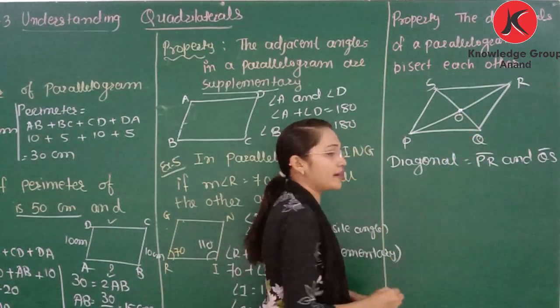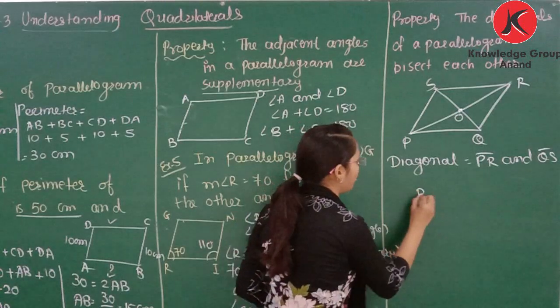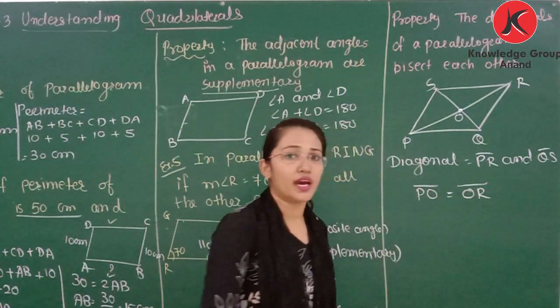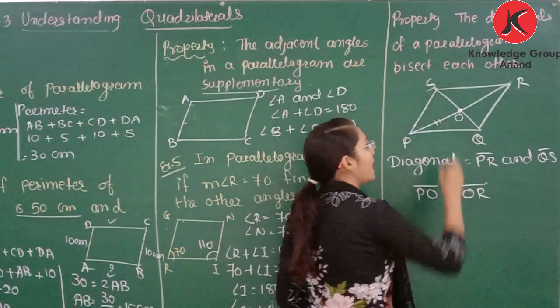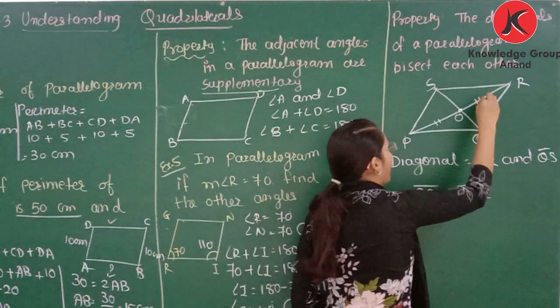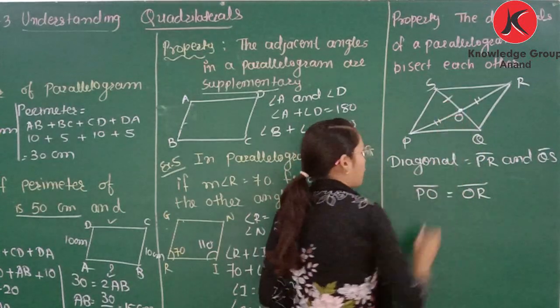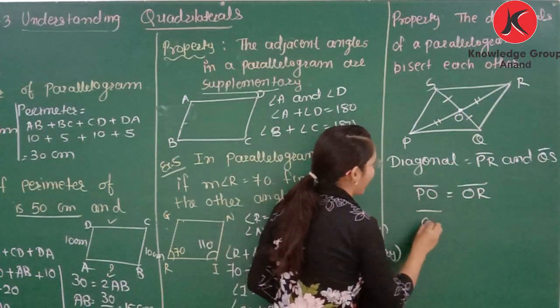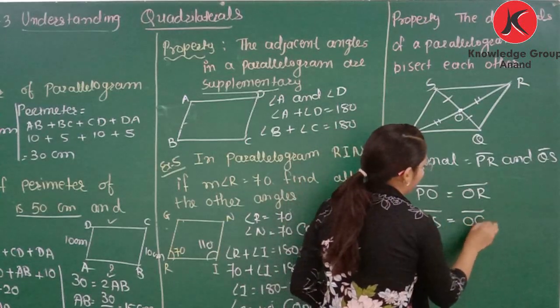If we consider the center point as O, then we can write PO is equal to OR. Bisect means they are divided into equal parts. Whatever the length of PO, it will be the same as OR. Same, whatever the length of OS, it is the same as OQ. So you can write OS is equal to OQ.